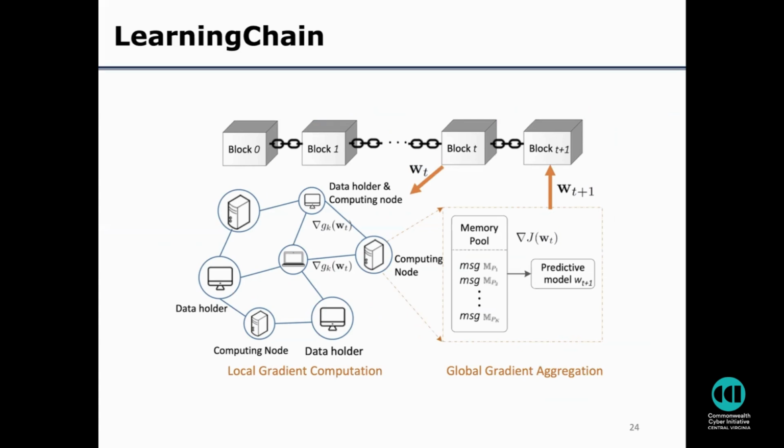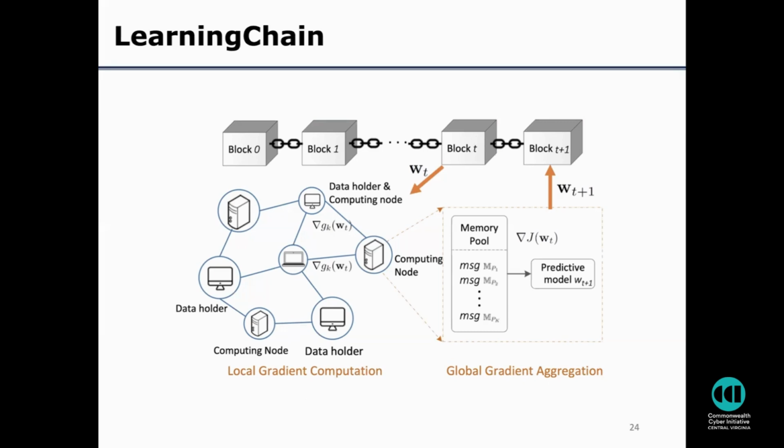So it mainly contains three phases. The first one is the blockchain initialization. Okay. So the learning system participants, both data holders and the computing nodes, establish connections, set up a peer-to-peer network, and reach a consensus on the initial learning model settings. Okay. Then, second is local gradient computation.